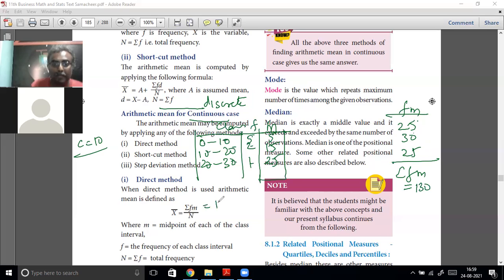So sigma fm is 130. The value of n is the frequency: n is always sigma f. Okay, say 5 plus 2 plus 1, that is 5, 6, 7, 8, so it is 8. So 130 by 8 is x bar. On average, about 16.14 to 16.25 is the x bar. If we do it in this method, it is the direct method. Right? The direct method.